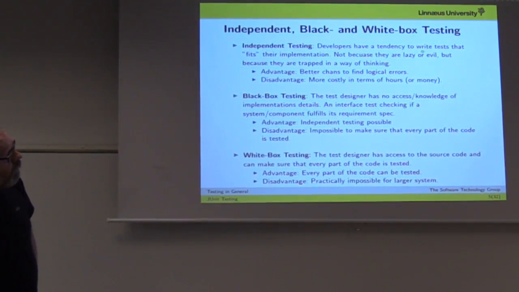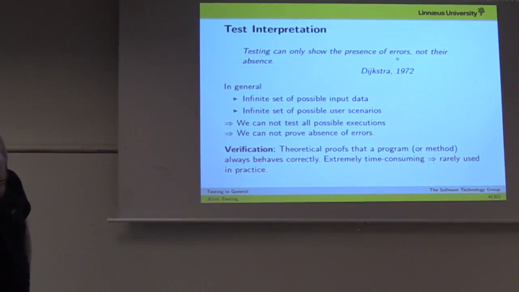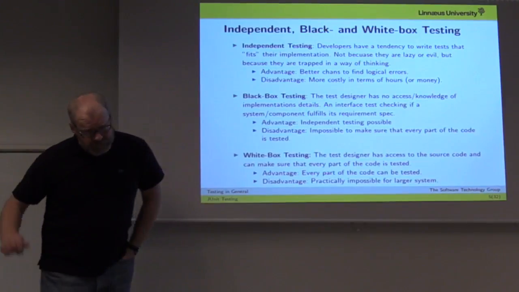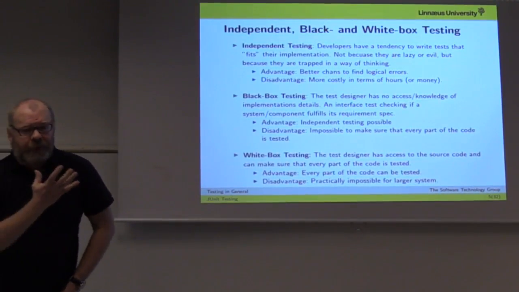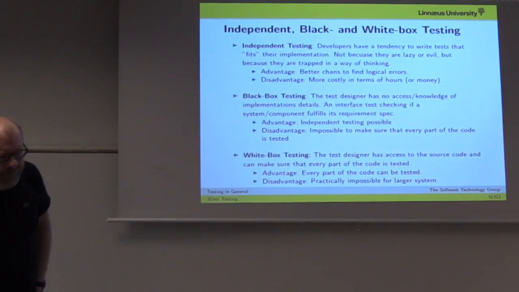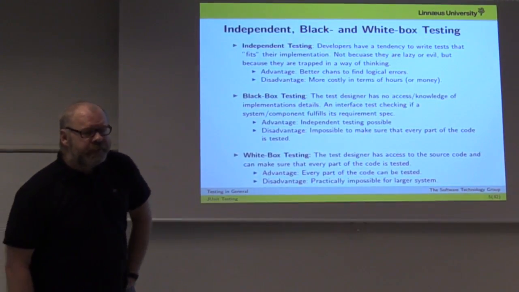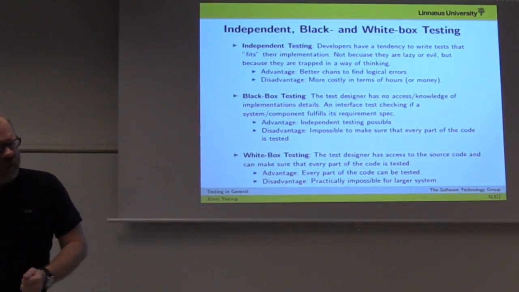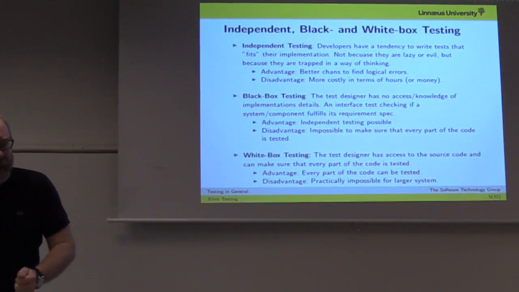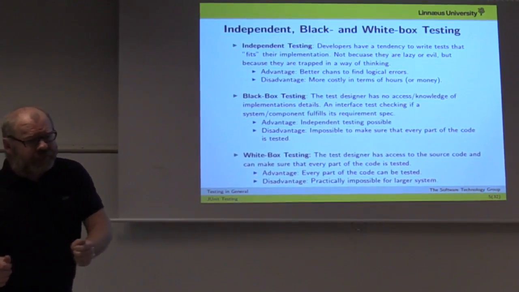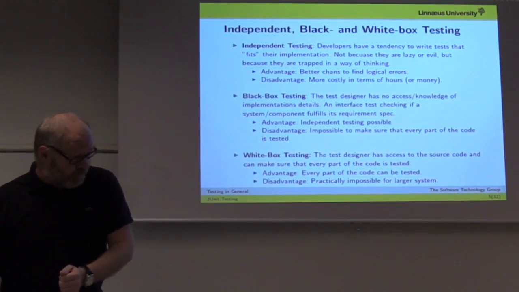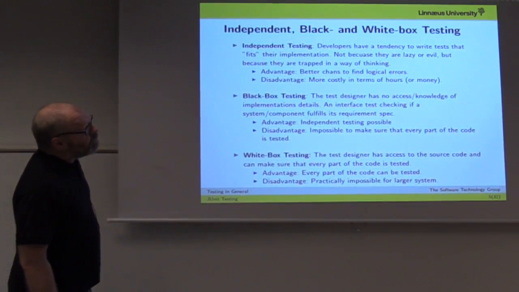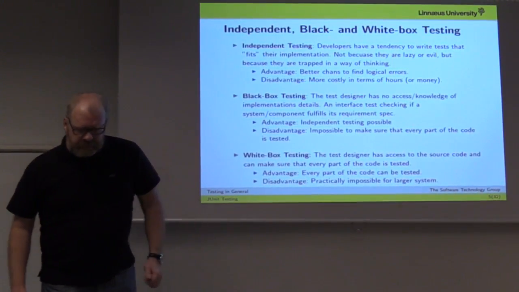Developers have a tendency to write tests that fit their implementation, not because they are lazy or evil. If you are developing a queue, and you should test it, it turns out that we know about the implementation, so we are biased when it comes to testing it. So we are testing it in the way that we think it should work, not necessarily how it was specified.